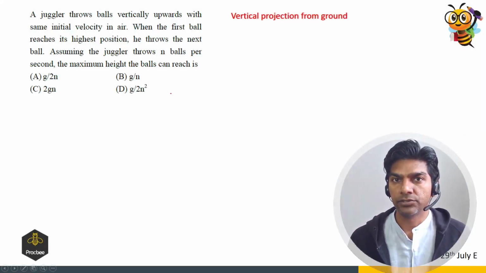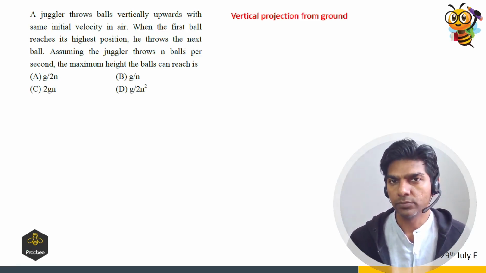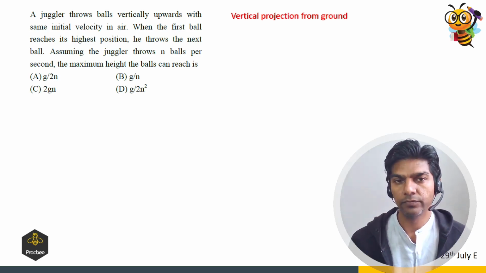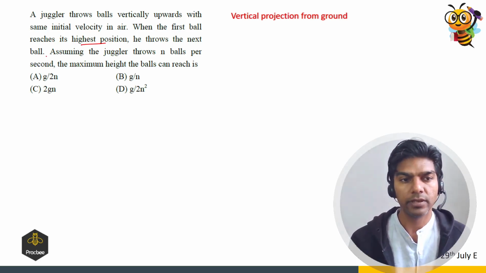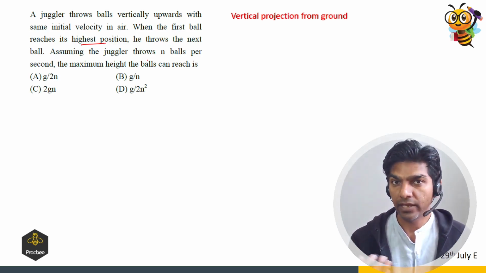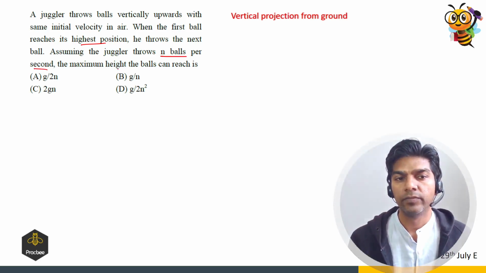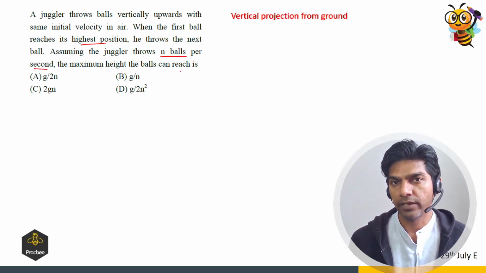Now let us see this illustration. It is a typical juggler problem. A juggler throws balls vertically upward with the same initial velocity in air. When the first ball reaches the highest point, he throws the next ball. Assuming the juggler throws n balls, so we have been given frequency, right? So n balls being thrown in 1 second. The maximum height the balls can reach.